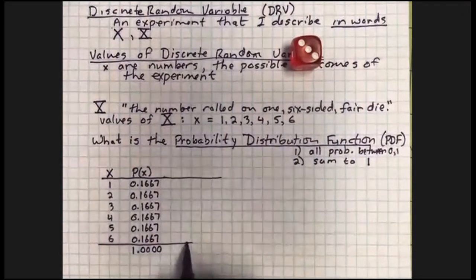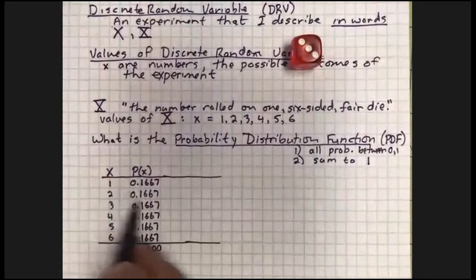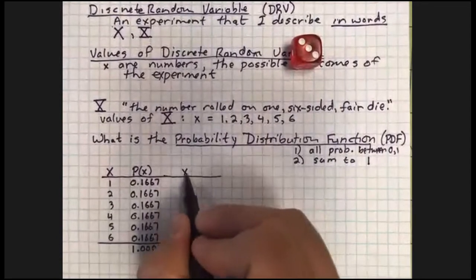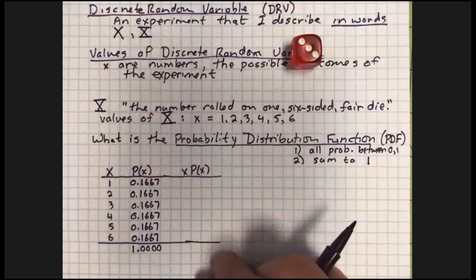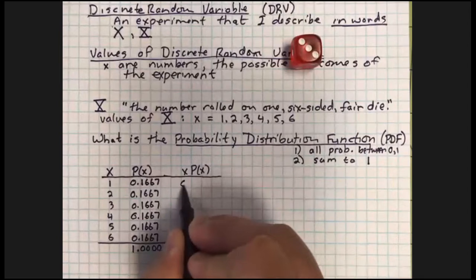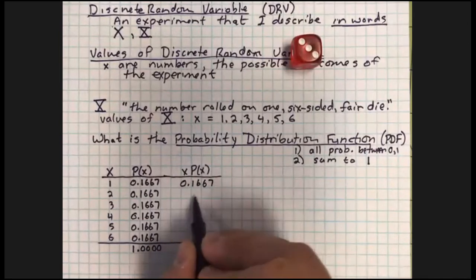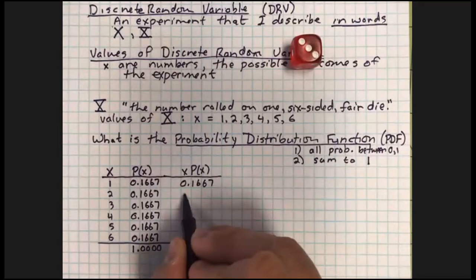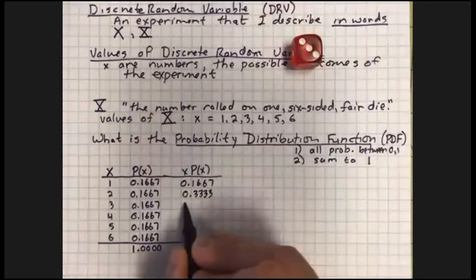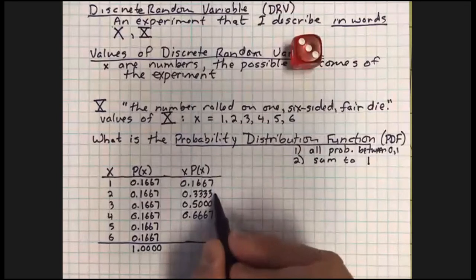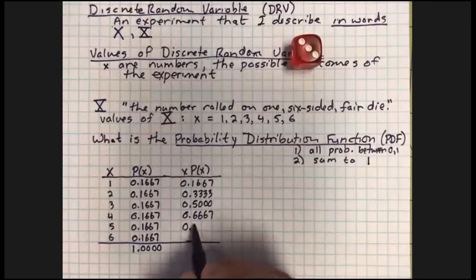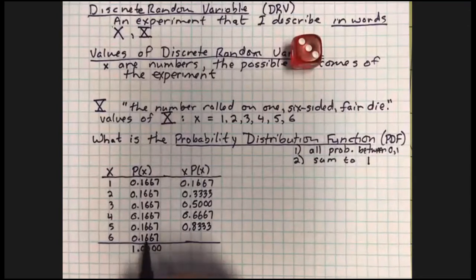Now, let's do a little minor surprise and add to this table. What happens if we multiply x times p of x in each row? Now again, I don't want to do this as a human, but I'll do this once and then show you how to reproduce it on a calculator or computer. So one times that 0.1667 is not hard. It happens that 2 times 1/6 is 1/3, which is 0.3333. 3 times 1/6 is 3/6, which is 0.5000. And then 4/6, I'm just filling in the numbers that I know. These are the decimal equivalents of 1/6, 1/3, 1/2, 2/3, 5/6, and last one has to be 1/6 again. I'm sorry, 6 times 1/6 is 1.